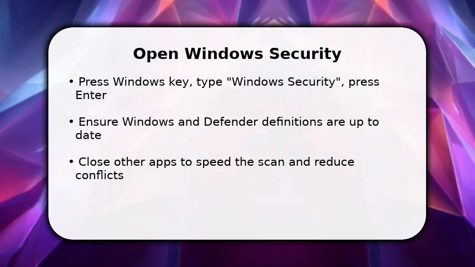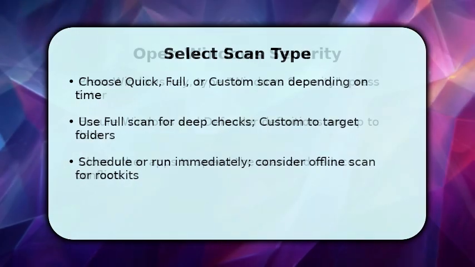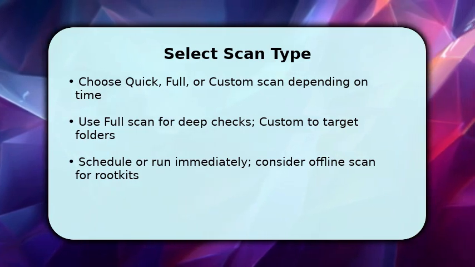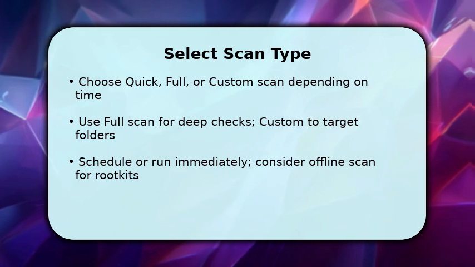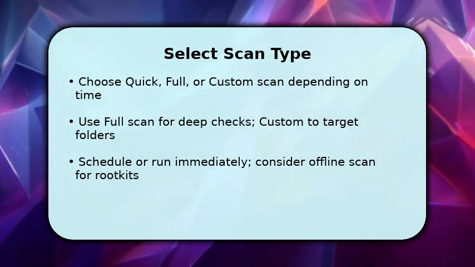You now pick how deep to look. Quick Scan checks common locations fast, while Full Scan examines every file and can take hours. Choose based on risk. If you suspect a specific folder, choose Custom and point to that path. This saves time and targets likely problem areas.